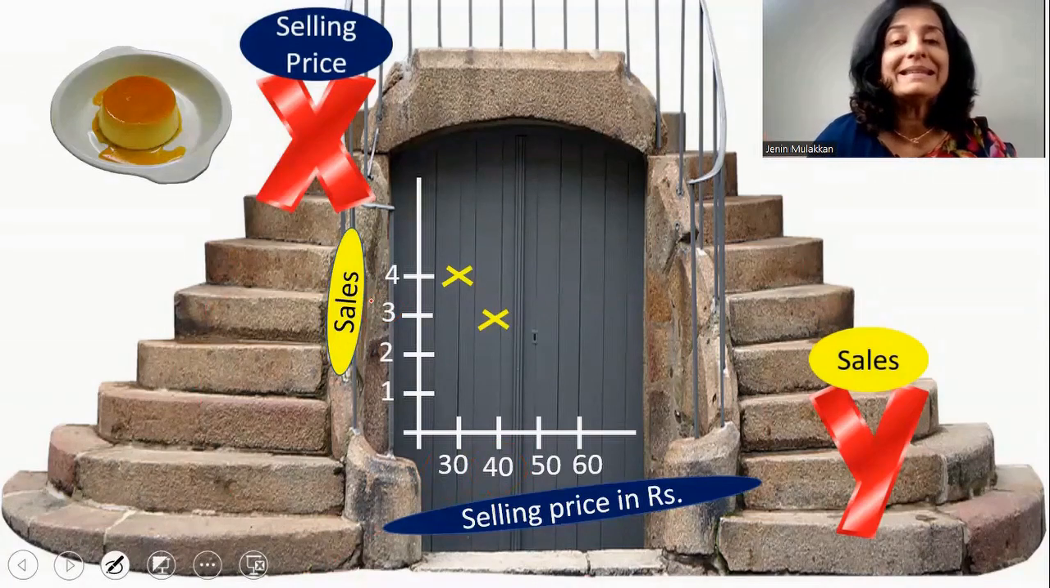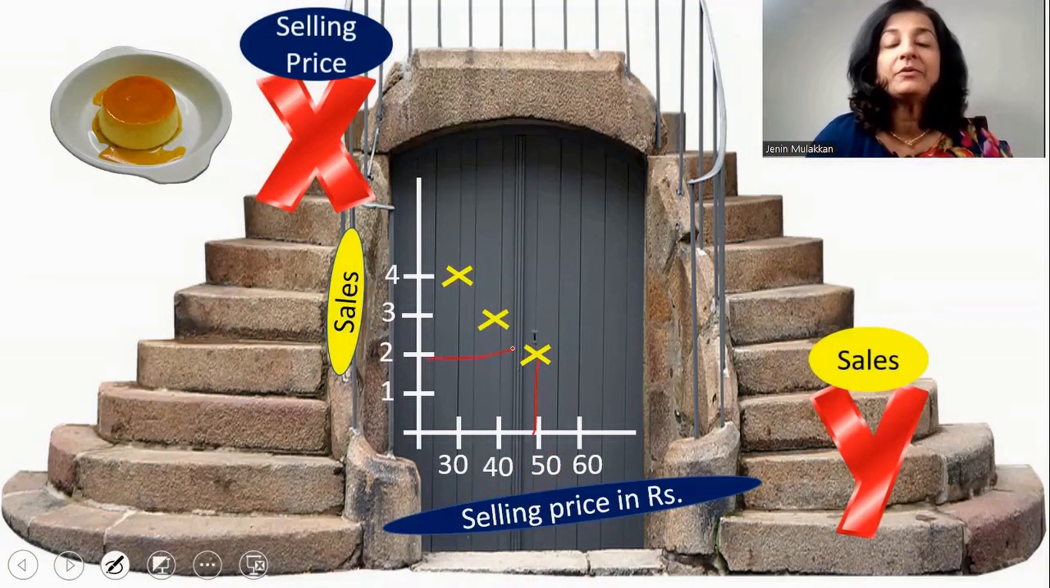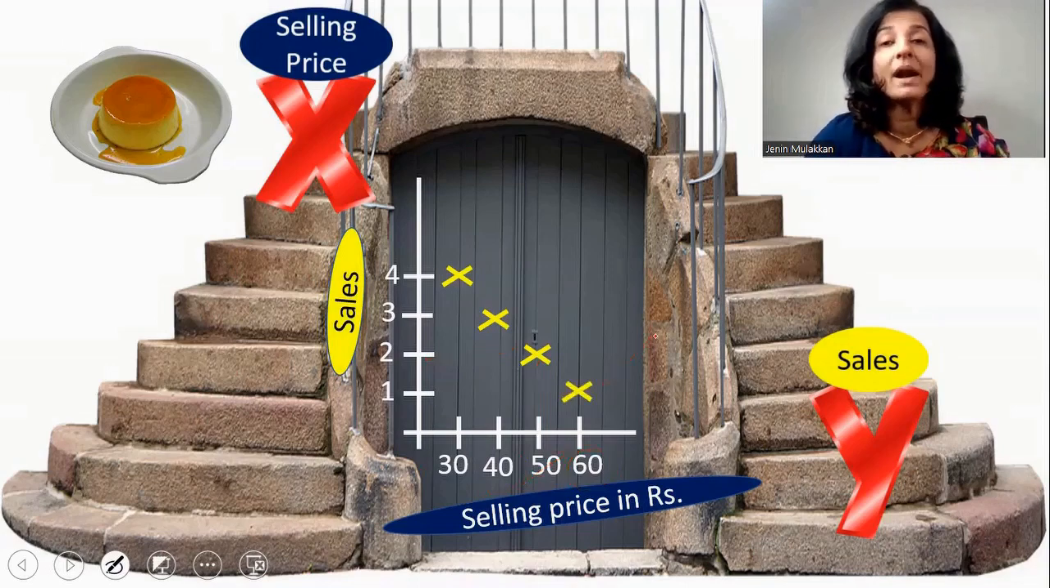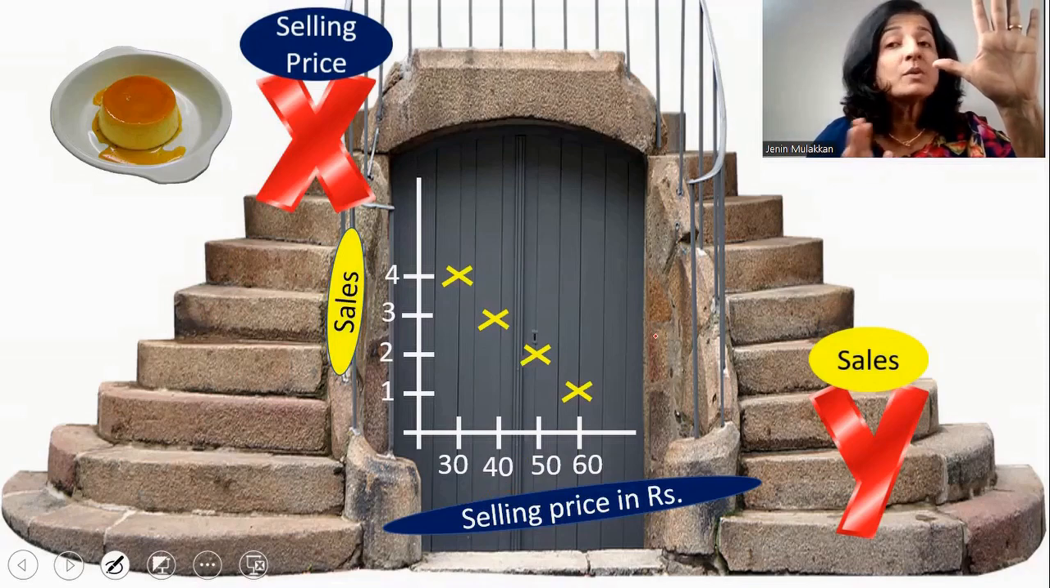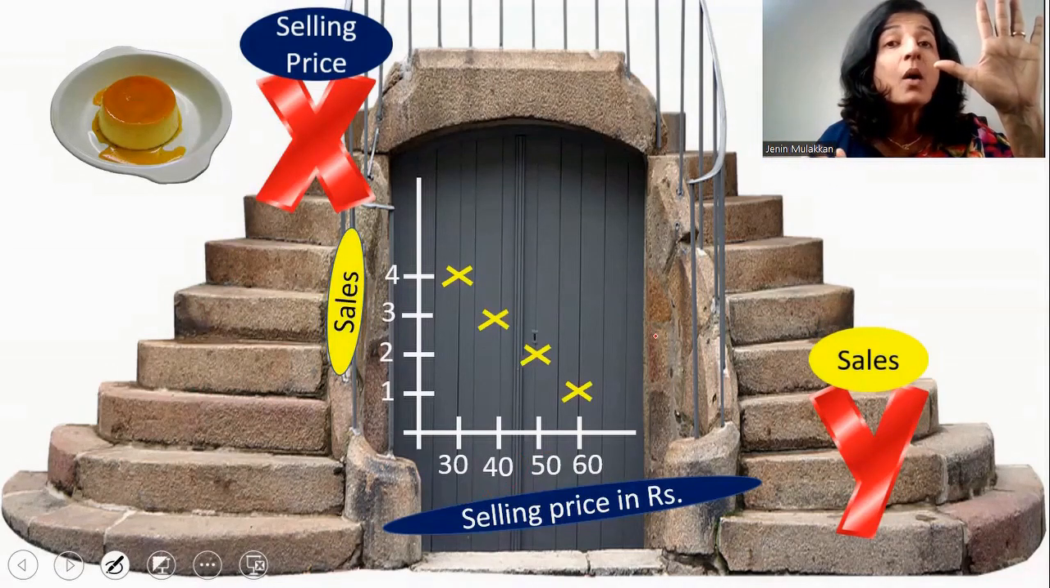Now, again, you are increasing the selling price. You are increasing from 40 to 50. So again, the number of people will reduce. So say the number of people who are buying at selling price 50 is 2. And further, when you again increase the selling price, say the number of people who are buying your pudding is just 1. So which means that an increase in the x variable. What was the x variable? The selling price. It results in a reduction in the y variable. What was y? It was the sales.